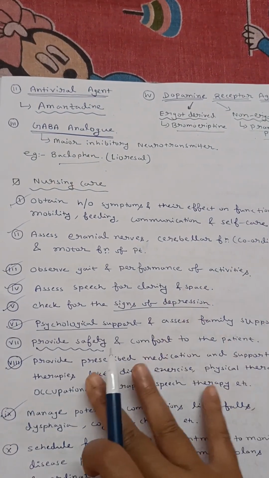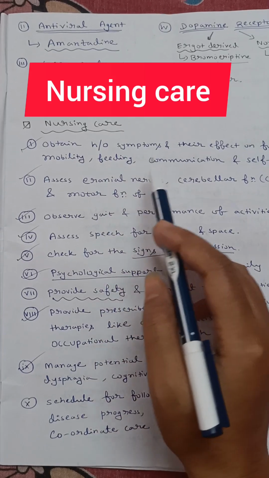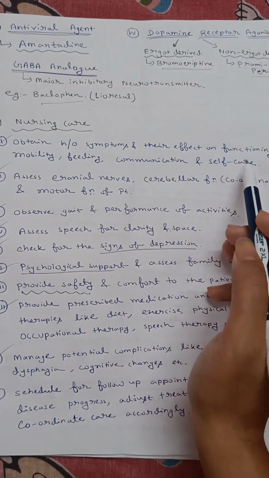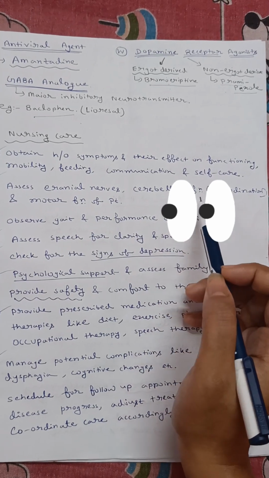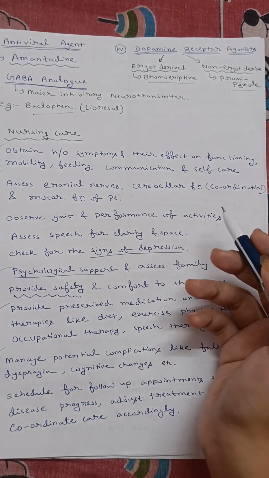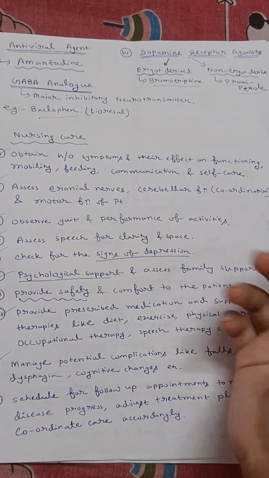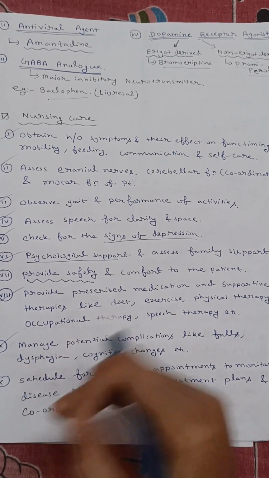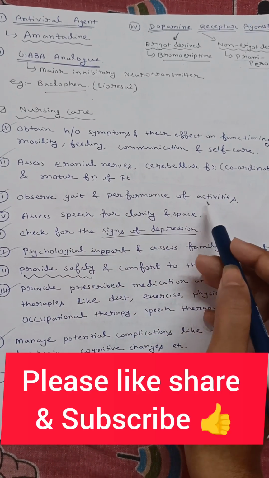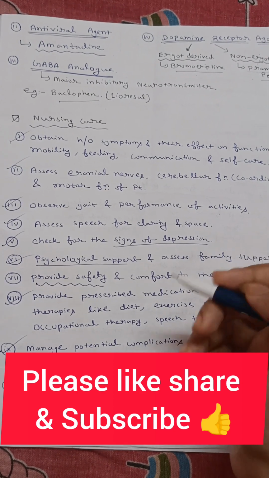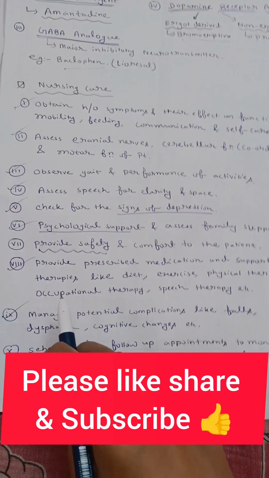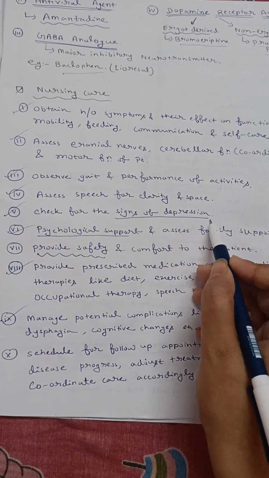Now let's come to the nursing care. So firstly, obtain the history and all the signs and symptoms, the feeding pattern, mobility, communication of the patient. Then by performing the neurological examination, assess the cranial nerves, the cerebellar function and the motor function of the patient. Then observe the gait and the performance of activities, and also assess the clarity of speech of the patient. Okay. Then check for signs of depression.